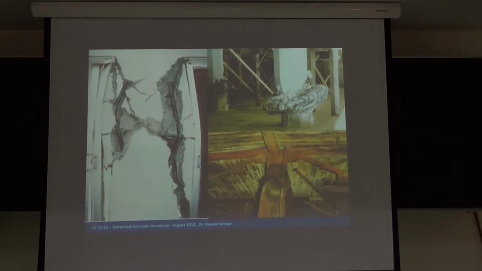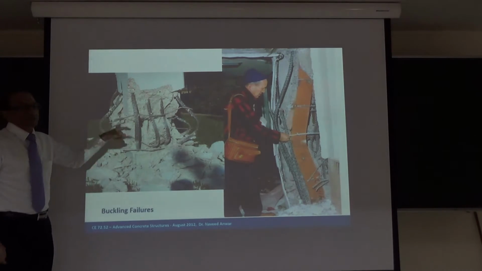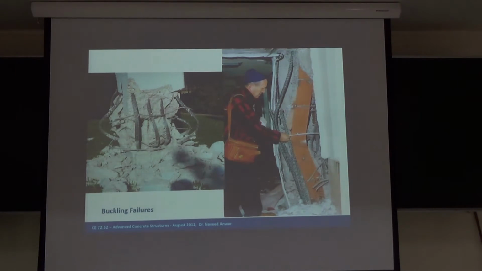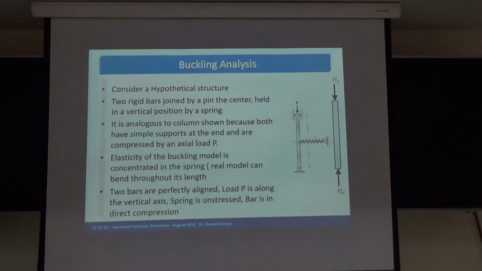You can see from here many reasons: ties breaking, crushing of concrete, local buckling, the plates. This is the lateral buckling of the steel section inside the column, buckling of the rebars. This is the buckling of the bars that causes failure. So we need to prevent that. So that is the buckling analysis.